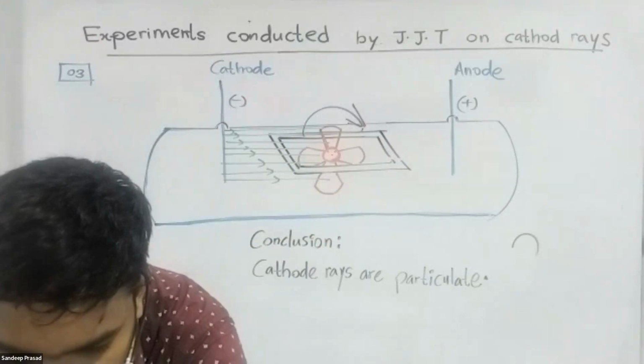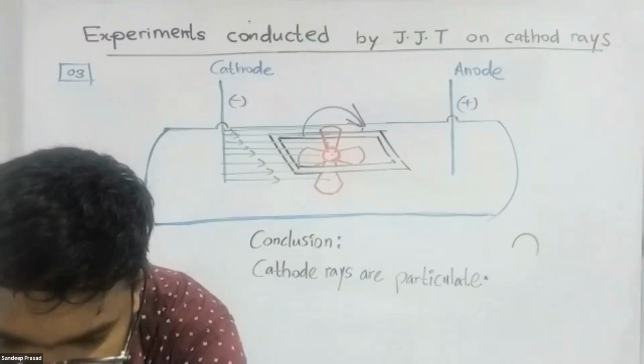Okay. Did Thomson know those are electrons? No, not yet. Let's see how they found that these are electrons.